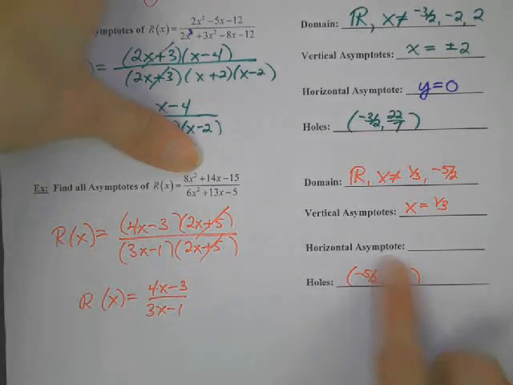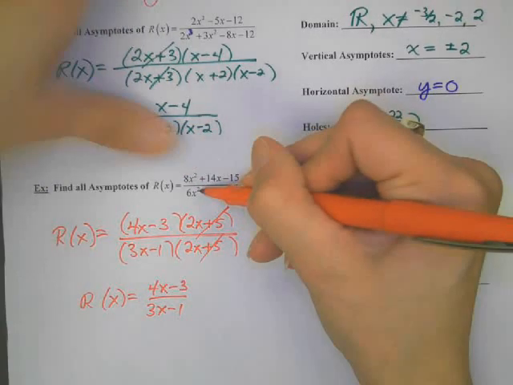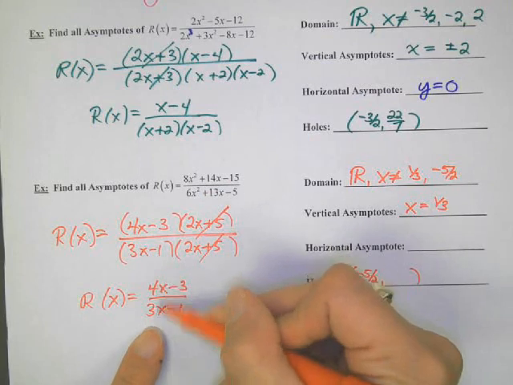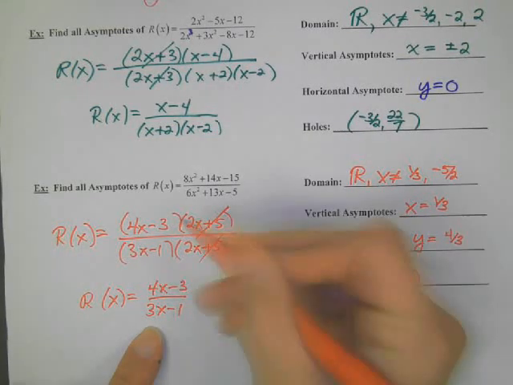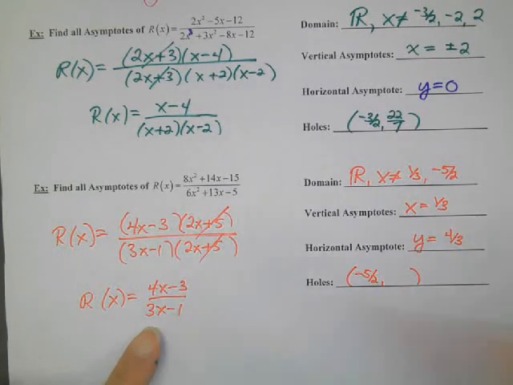A horizontal asymptote, go ahead and look at those powers. When the powers are equal, I like to look at the simplified version because, of course, it's more simple. And the horizontal asymptote is going to be 4/3. But you can look in either place. I recommend the small one, of course.